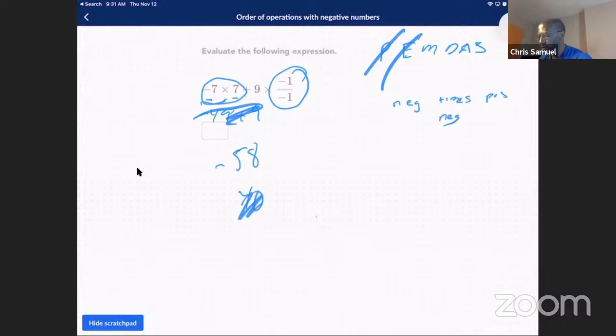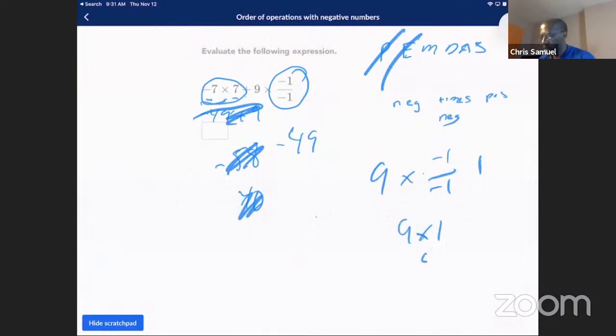And then the next thing we do is multiplication on this side. So we have 9 times 1 over -1. I think -1 over -1 is a positive 1. I don't know if that's actually good. Yeah, it is. A negative divided by a negative is a positive, right? So then 9 times 1 is 9. So we end up with 9 over here and -49 over here. And now we can add that, which brings us to negative 40.